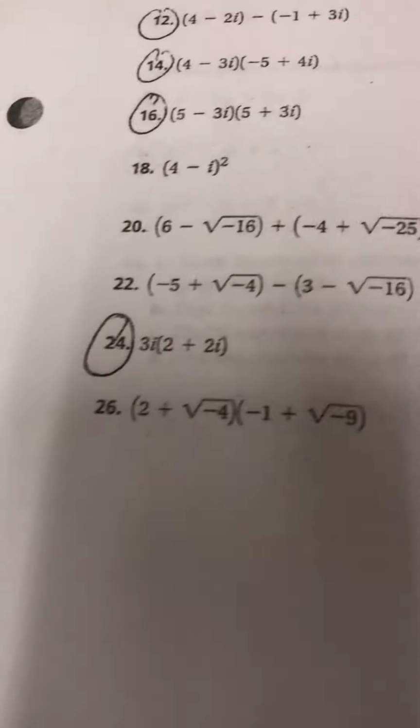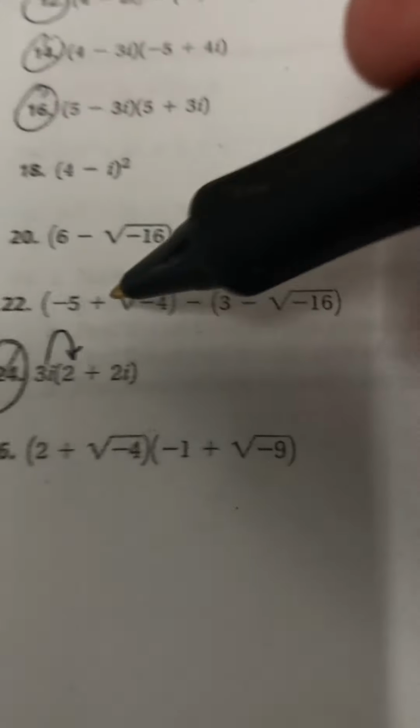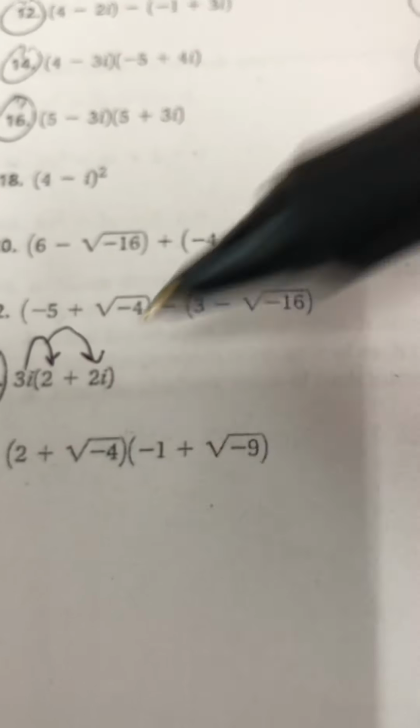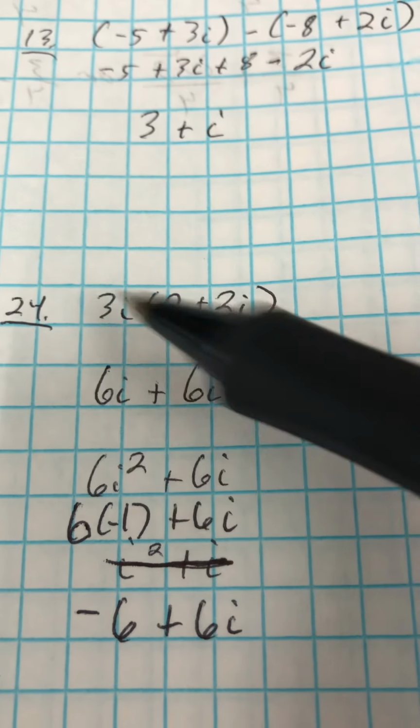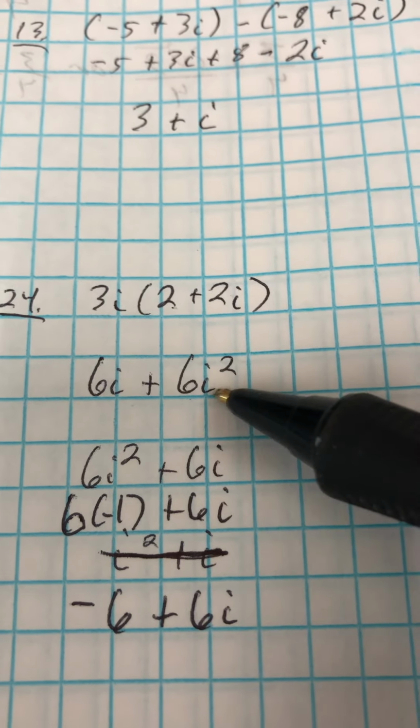I jumped down to number 24 for you. I'm going to distribute this 3i into the 2 and into the 2i. I'm going to multiply that. So 3i times 2 is 6i. 3i times 2i is 6i squared.